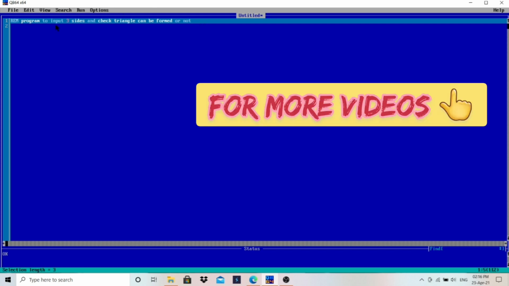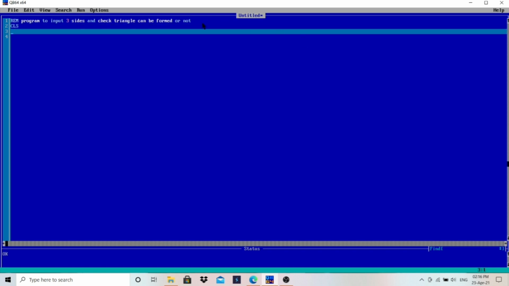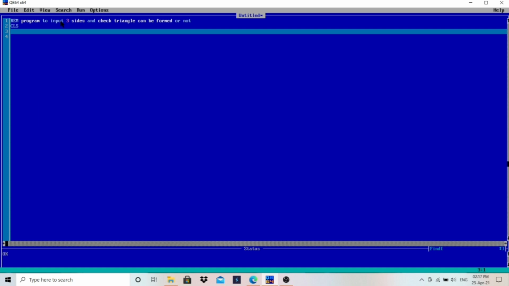Now, the program is to input three sides and check whether a triangle can be formed or not. So you have to first understand the property of a triangle. One of the properties of a triangle is that the sum of two sides is greater than the third side. Sum of two sides must be greater than the third side, then a triangle can be formed, else a triangle cannot be formed. So what we need is three sides' values.